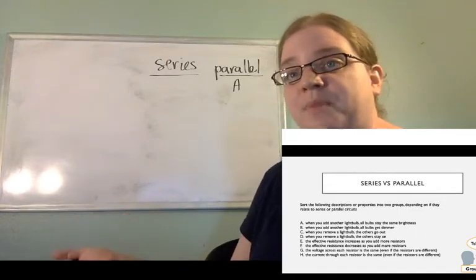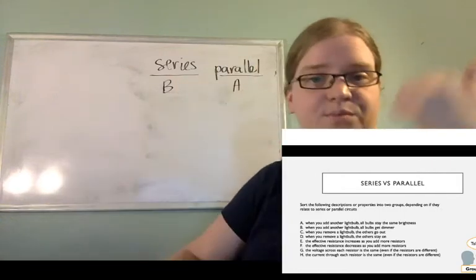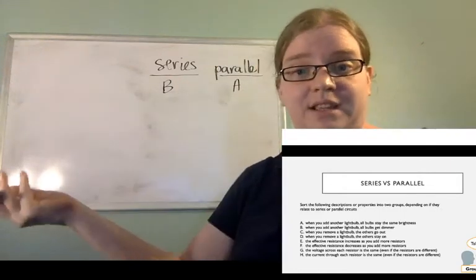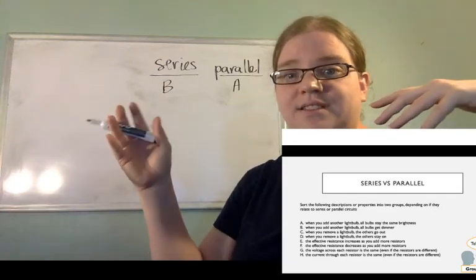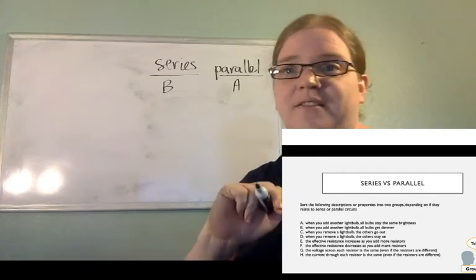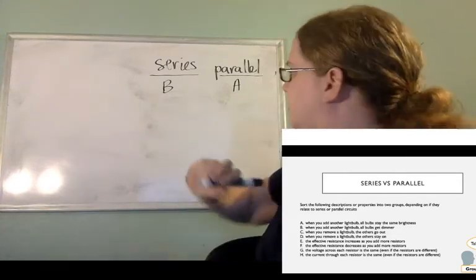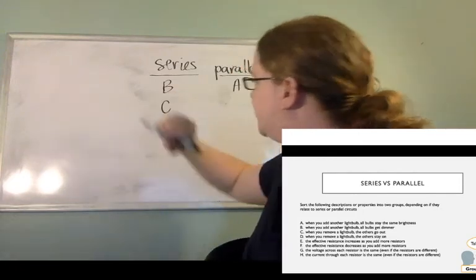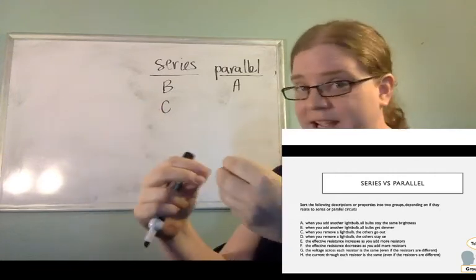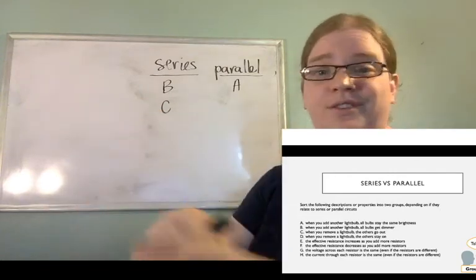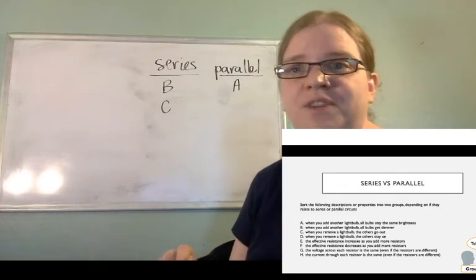When we add another light bulb, they all get dimmer. That's going to be series, because when we add more, we're increasing the equivalent resistance, so less current is being drawn from the battery. When we remove a light bulb, the others go out. That one is series, because once you remove something and don't reconnect it, there's a big gaping hole. There's not a complete loop, so you don't get any movement of charge.